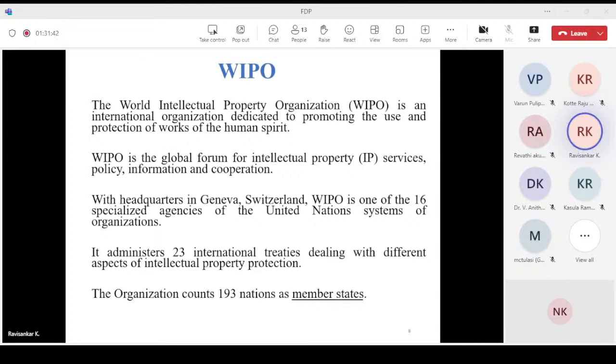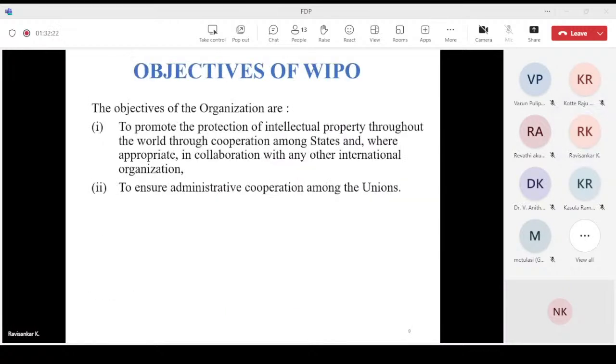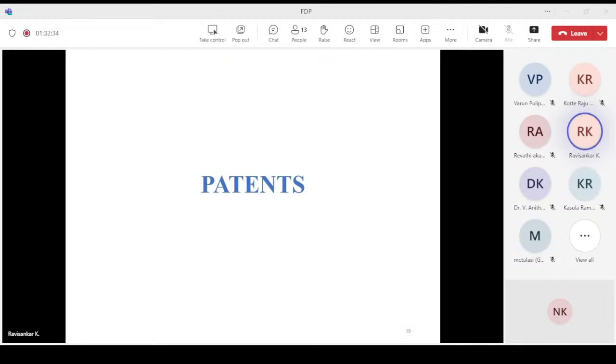And coming to WIPO. WIPO is World Intellectual Property Organization. It is an international organization dedicated to promoting the use and protection of works of the human spirit. WIPO is the global forum for intellectual property services, policy, information and cooperation. With headquarters in Geneva, WIPO is one of the 16 specialized agencies of the United Nations system of organizations. It administers 23 international treaties dealing with different types of IP protection, and the organization has 193 nations as member states. So the objective is to promote the protection of intellectual property throughout the world through cooperation and to ensure administrative cooperation among the unions.